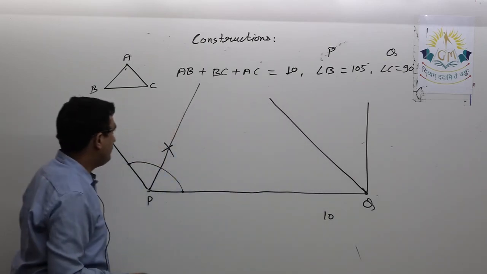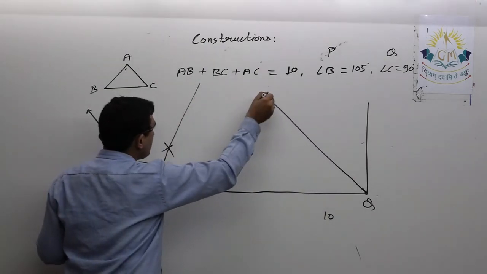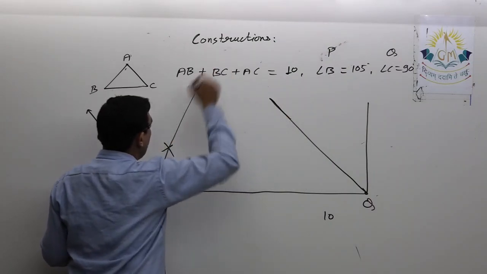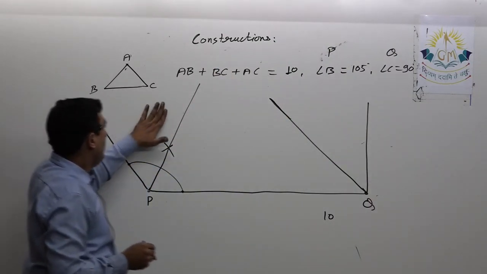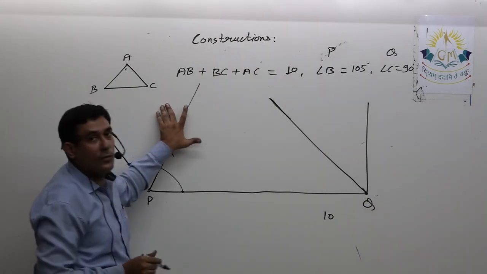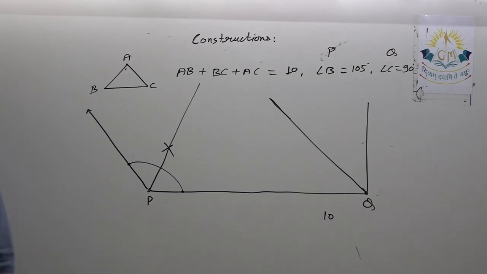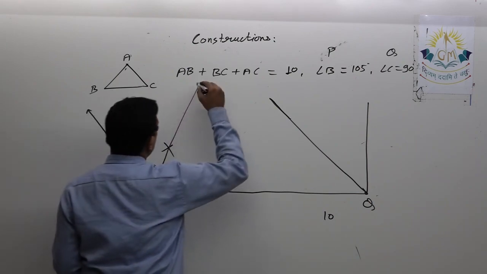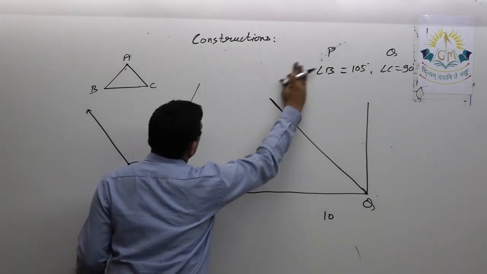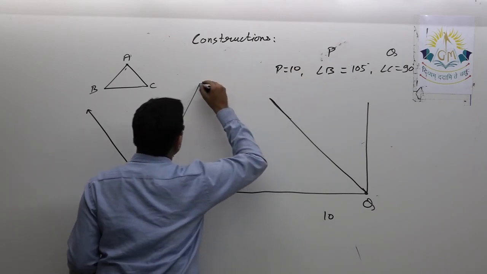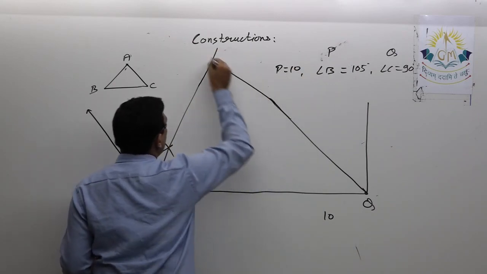After drawing this, definitely they two meet. So what to do after this, I will give you its further solution. When you draw their bisectors, here I am writing perimeter is equal to 10. When you draw their bisector, definitely they meet.